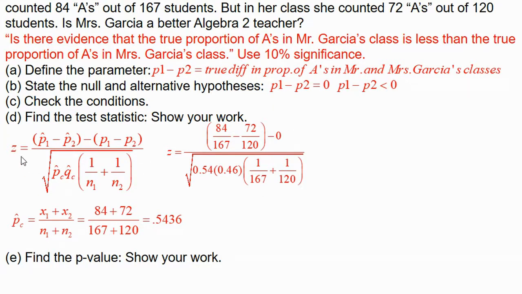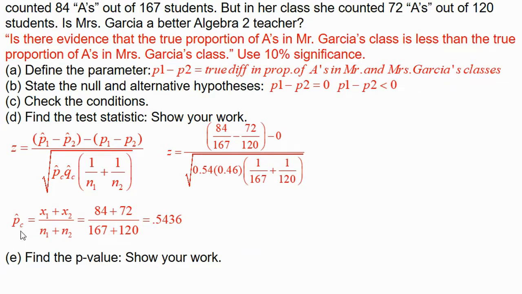Show the formula. Z equals P hat 1 minus P hat 2 minus the true parameters P1 minus P2, which will always be 0, divided by that PC pooled and then the complement times the samples times 1 over the sample size plus 1 over the second sample size. So if you substituted everything, P hat 1 was Mr. Garcia. So 84 out of 167 have A's minus my 72 out of 120 that have A's minus 0, which is, this is always 0, divided by the pooled proportion.